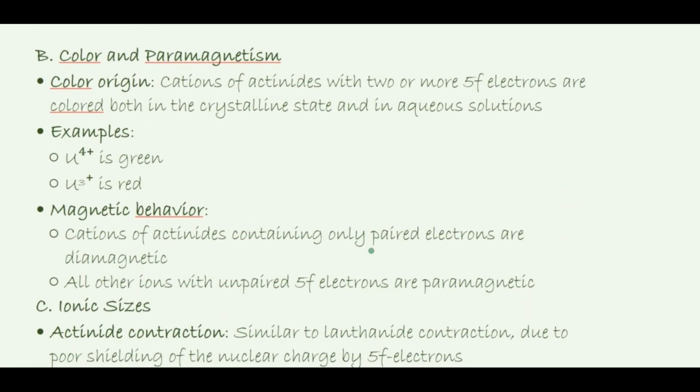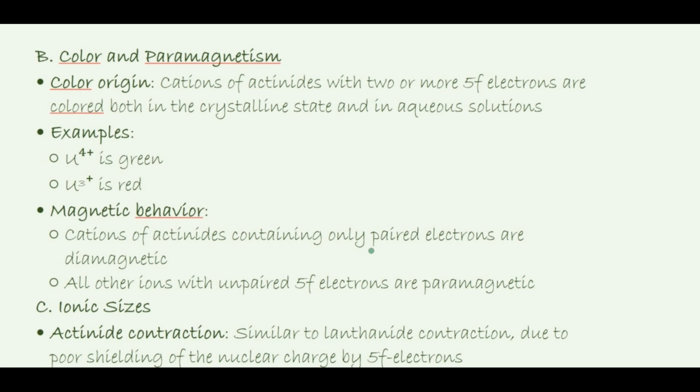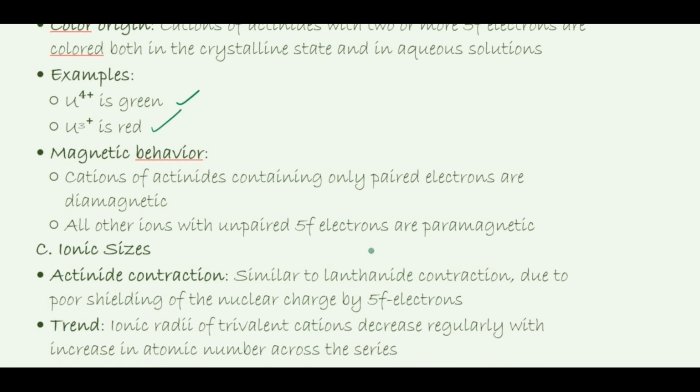Talking about color and paramagnetism, U4 plus is green in color and U3 plus is red in color. These two are very important colors of the actinide series. Regarding magnetic behavior, cations of actinides containing only paired electrons are diamagnetic in nature. All of the ions with unpaired 5f electrons are paramagnetic.